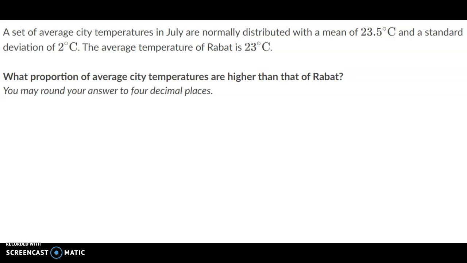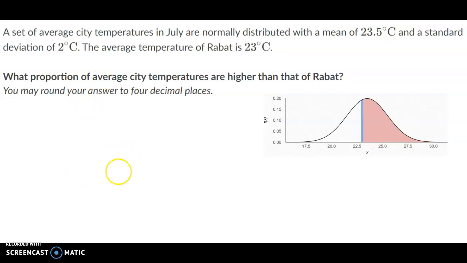First thing we do is we'll try and draw a diagram. I've got this diagram. I found something that can draw it for me on the internet. So it's showing that the temperature of Rabat is 23 degrees. I normally like to put the mean in there. The mean is this one here, which is 23.5 degrees from this problem. And they wanted to know the temperatures that are higher than, so I've shaded in everything that was higher than 23 degrees.